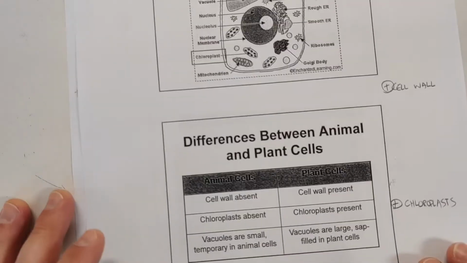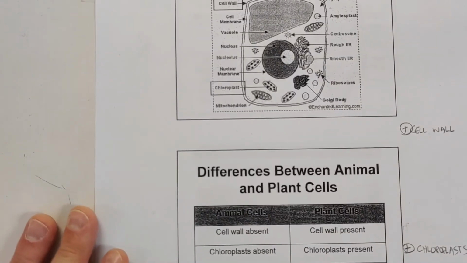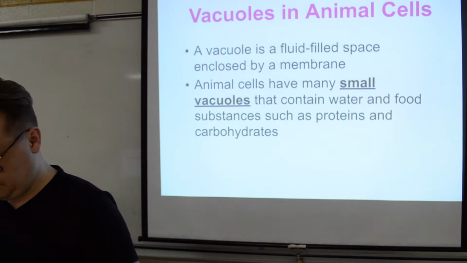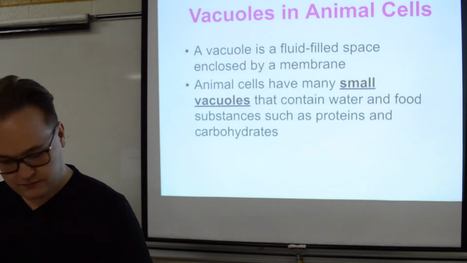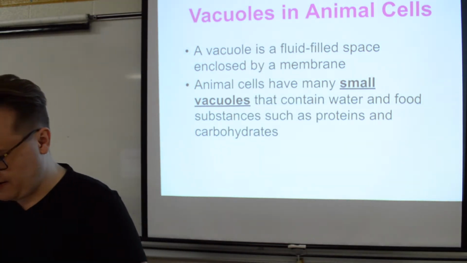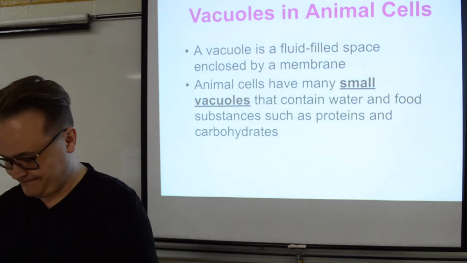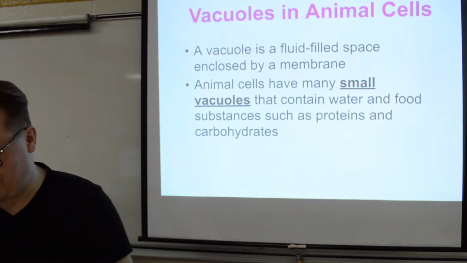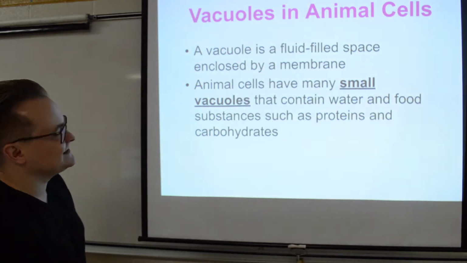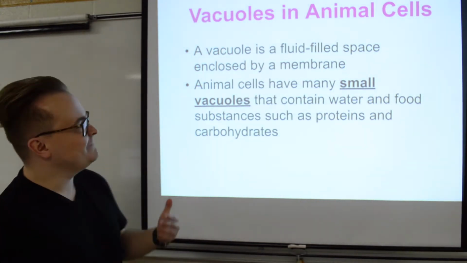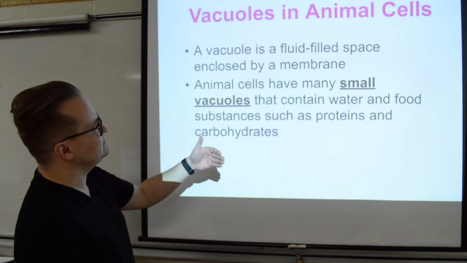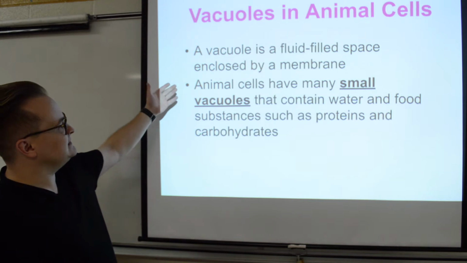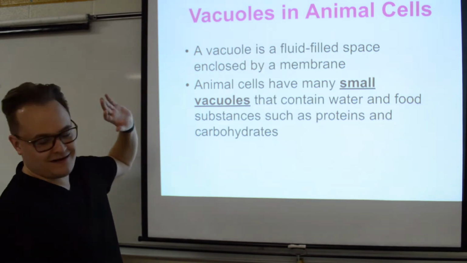Now, we've got a picture of a plant cell here. You don't need to draw this or anything, but look at this. Oh, I'm sorry, you have to write this down. My bad. There, I was on the wrong paper. So the next slide is actually about vacuoles in plant cells and in animal cells. Vacuoles in animal cells, you don't have this, but you need to write this down.